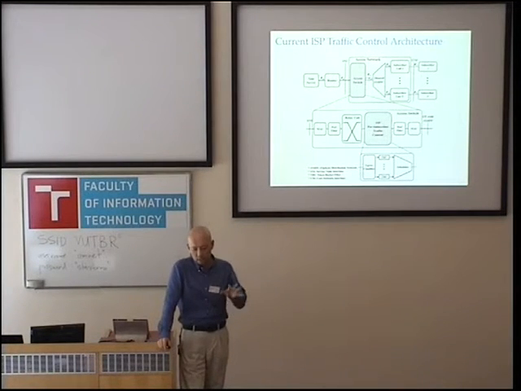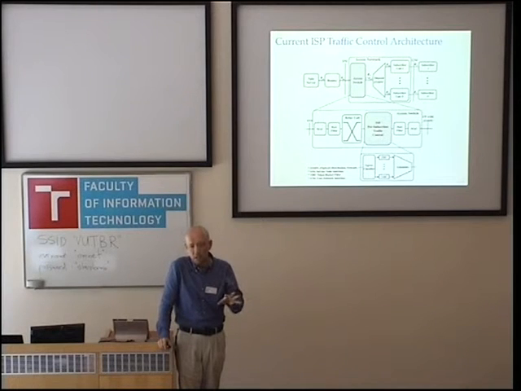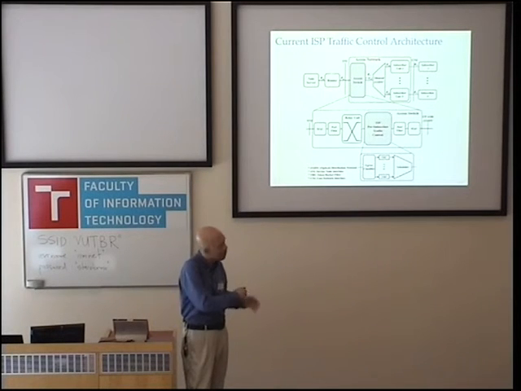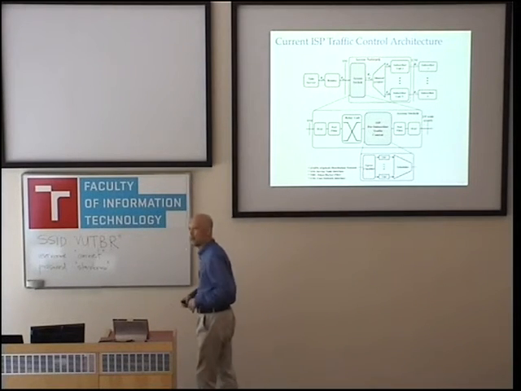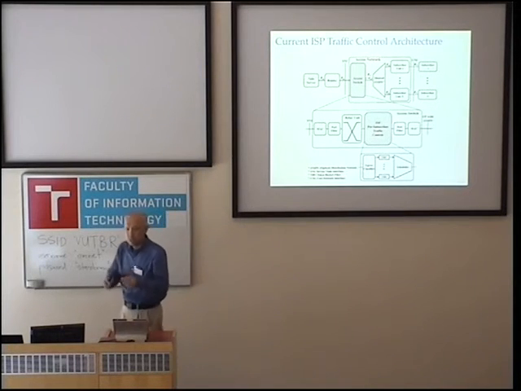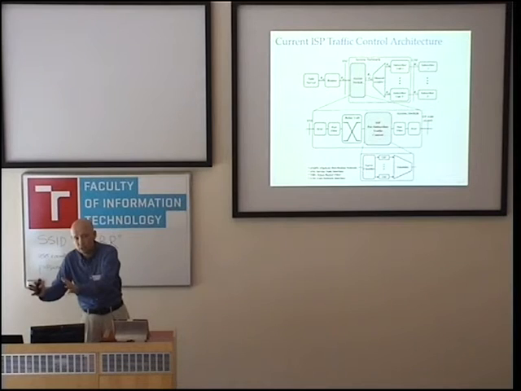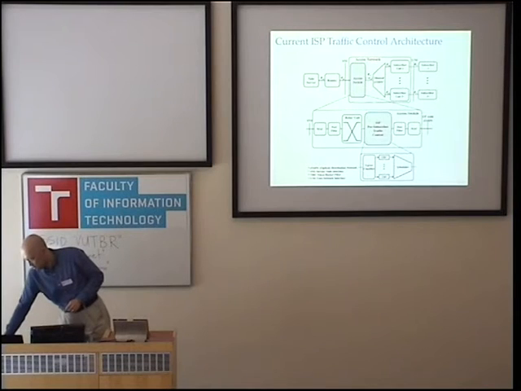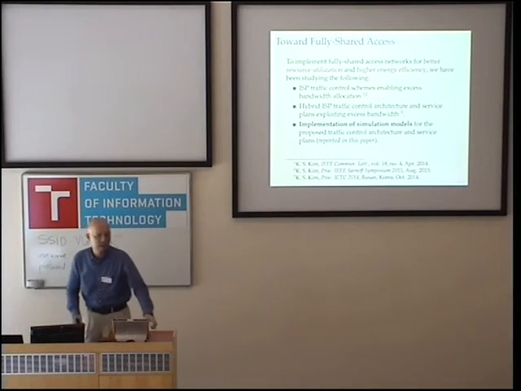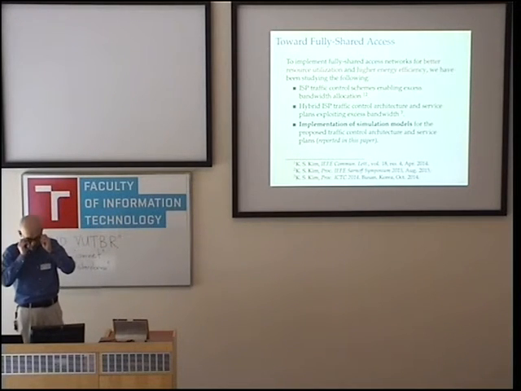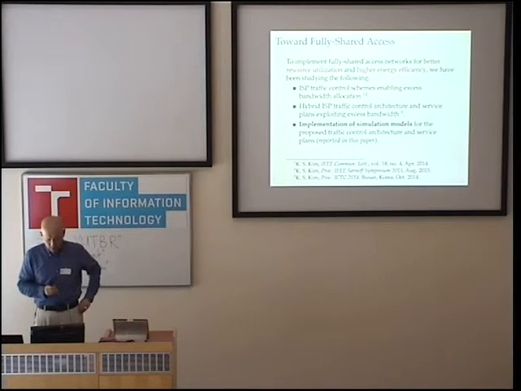The problem is that in the current shared access network architecture, even though the network architecture itself is shared access, because of this traffic control and flat rate service plan, we as subscribers or users are not able to enjoy the benefit of shared access architecture. So there's a mismatch between network architecture and traffic control scheme and the service plan. Okay? So how can we make shared access really shared access? So share the network resources among all the users. So that's actually my goal in the past 4 to 5 years.